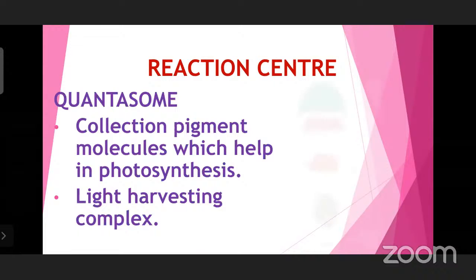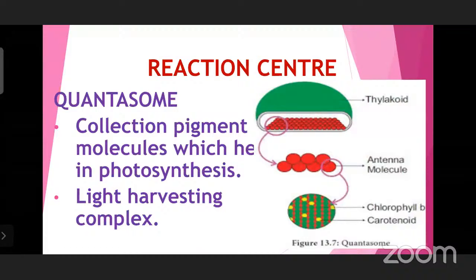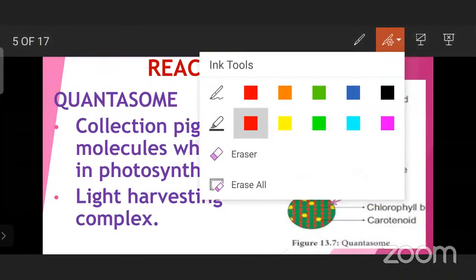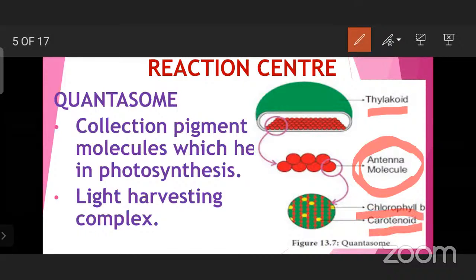And this collection of pigments which are going to trap the solar energy is located in the thylakoid, as you can see in the picture here. You can see this is the thylakoid, and inside you can see how they are arranged. They are going to make the antenna molecule. The antenna molecule comprises chlorophyll B, carotenoids, the accessory pigments. And we also have the chlorophyll A in the center, and the chlorophyll A is going to be the boss here.